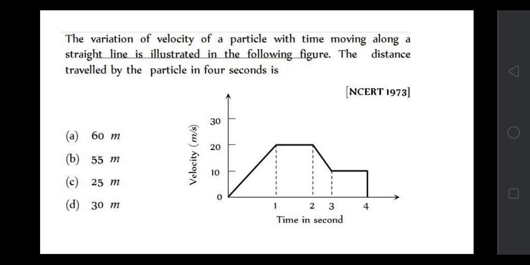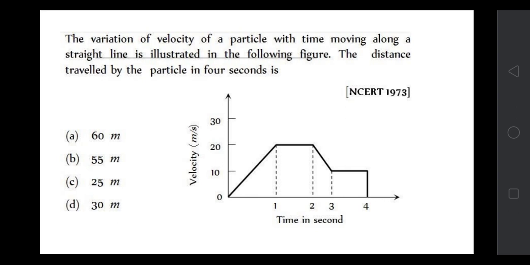So now we will see a moderate level NEET question. The variation of velocity of a particle with time moving along a straight line is illustrated in the figure. The distance traveled by the particle in 4 seconds is 60 meter, 55 meter, 25 meter, or 30 meter. So this is what the question is.